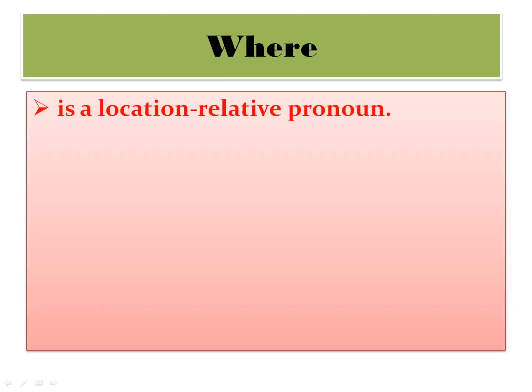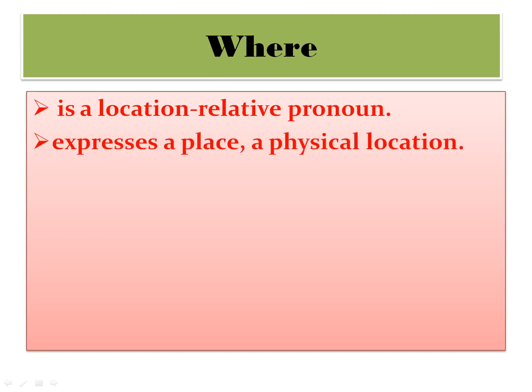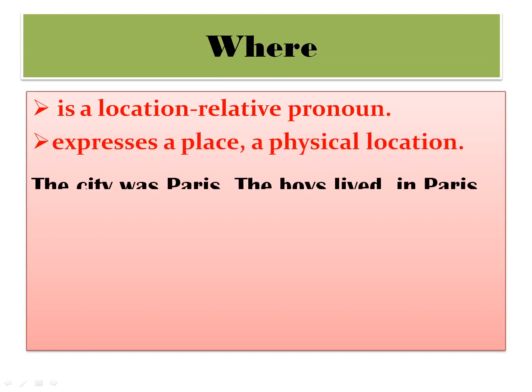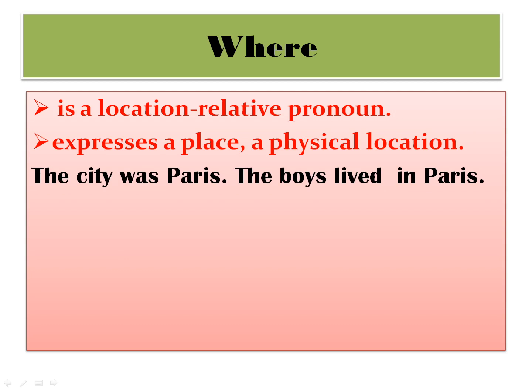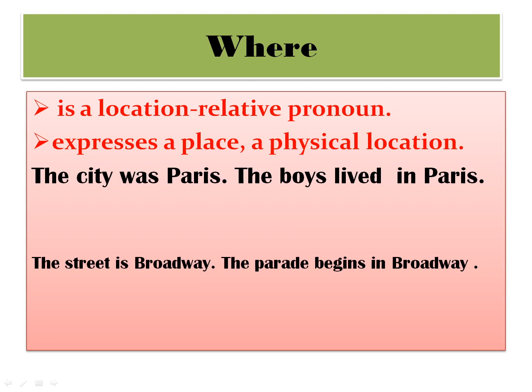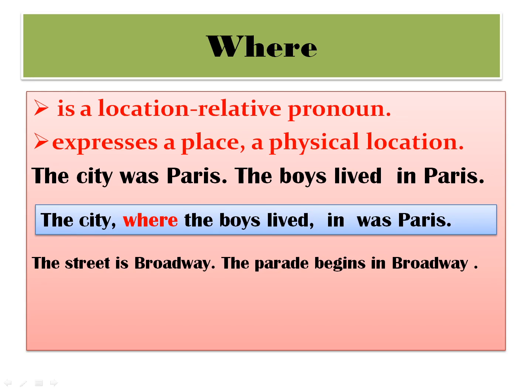Where. So where is a relative pronoun of location, and it expresses a place, a physical location. The city was Paris. The boys lived in Paris. Great. Next example: the street is Broadway. The parade begins in Broadway. Great. Now, in the first sentence, we have a repetition of Paris. And here we are going to use: the city where the boys lived in was Paris. The preposition must be kept after the in here.